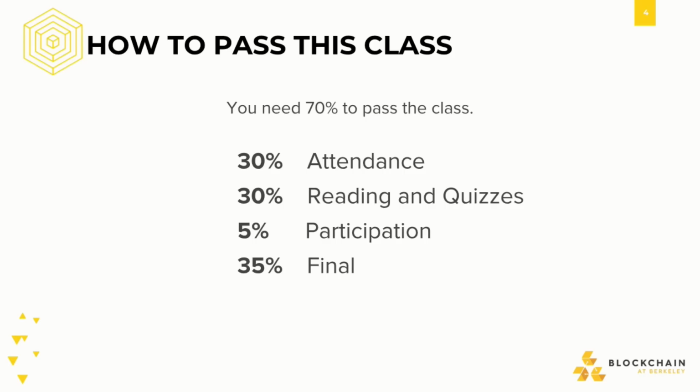And the last thing is the final paper or project. However you want to show that you were paying attention and learned something in this class. It's 35% because we want to make sure that you do this in order to pass the class. So basically, if you come to lecture every week, you pass a reading quiz, you turn in some kind of final, you're going to pass. So very easy, right? Yes?